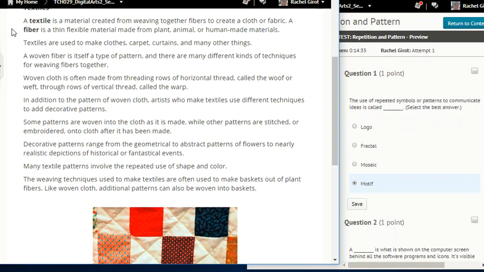A woven fiber is itself a type of pattern, and there are many different kinds of techniques for weaving fibers together. Woven cloth is often made from threading rows of horizontal thread called the woof or weft through rows of vertical thread called the warp. In addition to the pattern of woven cloth, artists who make textiles use different techniques to add decorative patterns. Some patterns are woven into the cloth as it is made, while other patterns are stitched or embroidered onto cloth after it has been made.